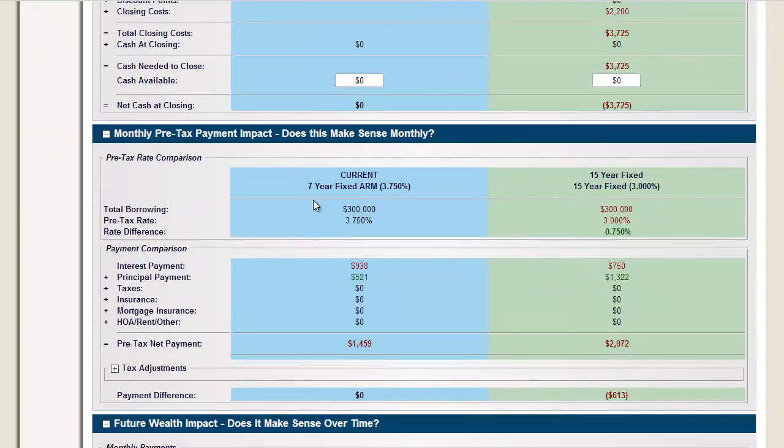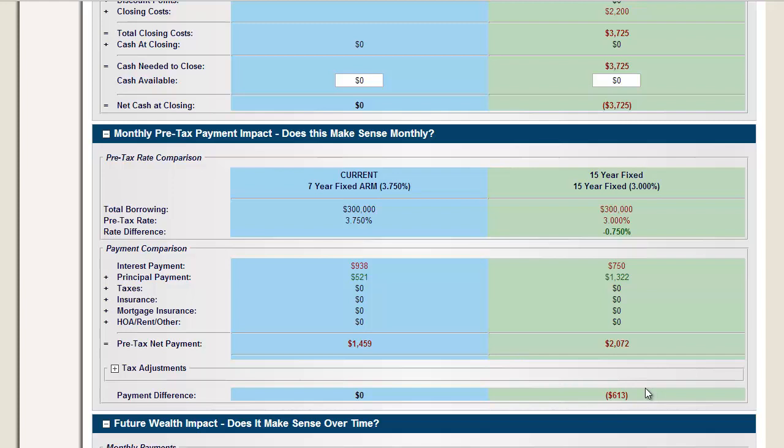You're currently paying on a 7-year ARM $1,459. We do know that that's going to increase in about 4 years, and we know on the 15-year fixed, your payment right now would be $2,072, which means you're going to be paying an extra $613 a month out of pocket difference for at least the next 4 years. But when that ARM starts going up, and most likely it will go up in 4 years, that gap is going to be much smaller.